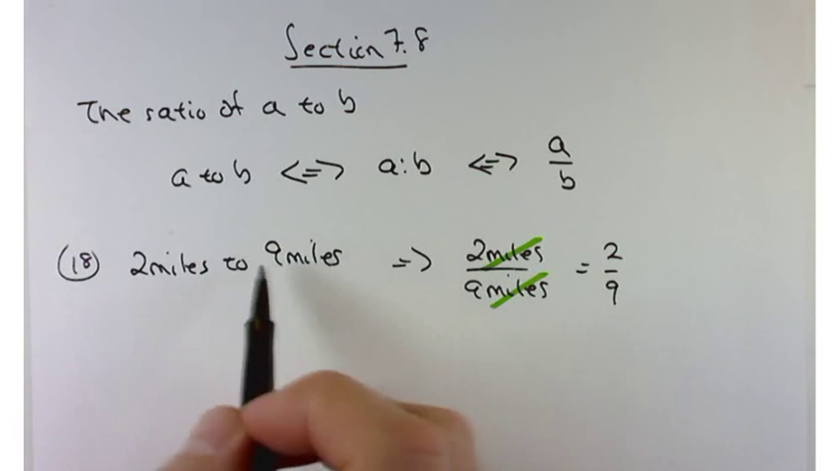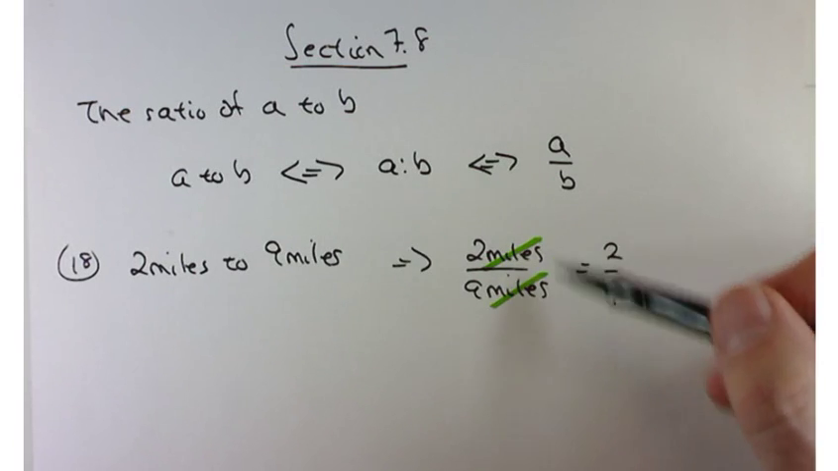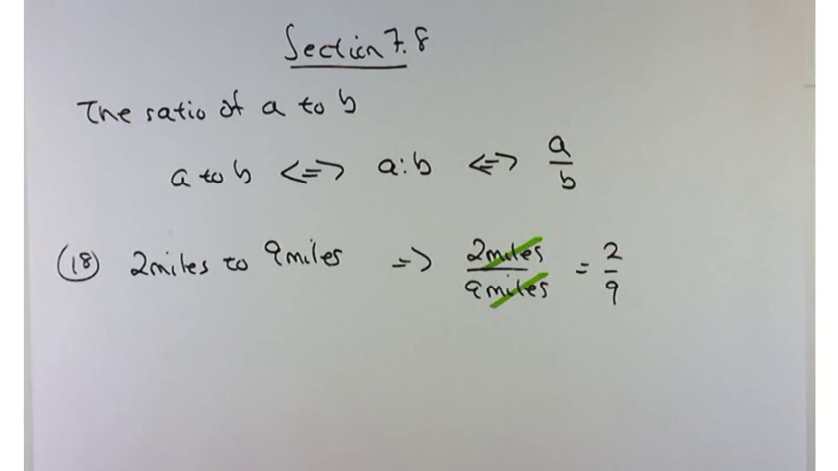Now it was nice that we had the same units in both the numerator and denominator. That's what allowed us to cancel. If we don't, then we're going to have to work to get that.